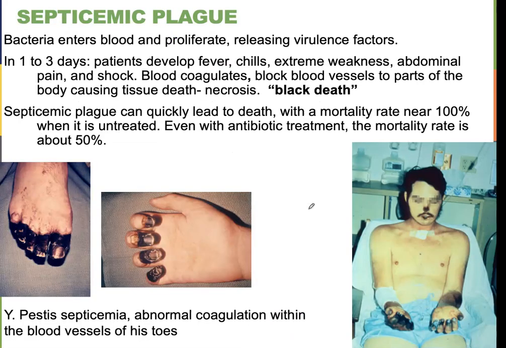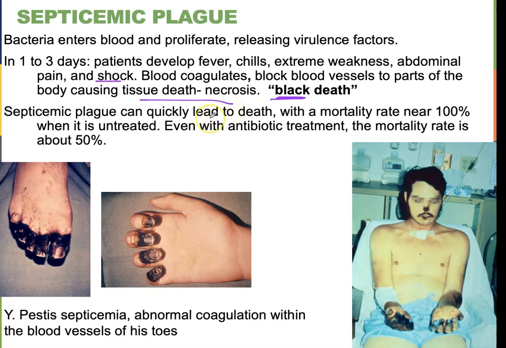Septicemic plague is where it enters into the bloodstream and proliferates around the body, releasing the virulence factors all over the body. And it's pretty fast. Patients develop a fever, chills, weakness, and then shock. Of course, shock means that your blood thickens, it coagulates, and when that happens, it blocks blood to different parts of your tissue, causing tissue death or necrosis, right? And so that black necrotic tissue is where Black Death comes from.